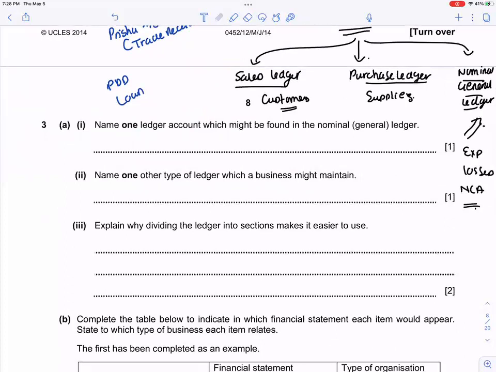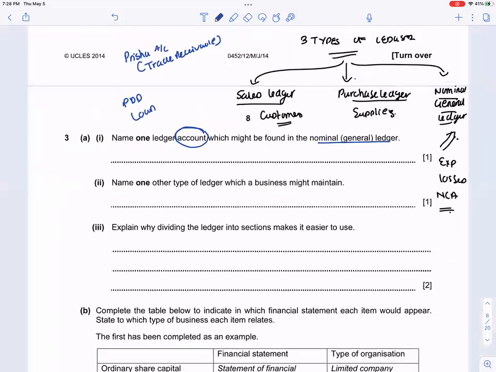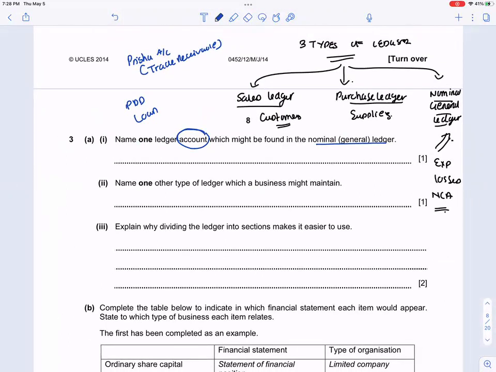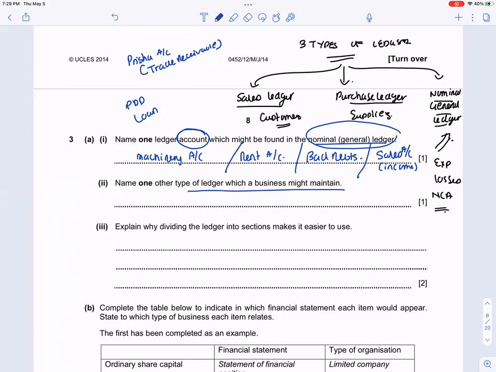Name one account that would come in the nominal ledger. Give the name of an account that would come in the nominal ledger. I could say machinery account would come in the nominal ledger. I could say rent account would come in the nominal ledger. Bad debts account would come in the nominal ledger. I could say sales account would come in the nominal ledger because sales is income. Name other types of ledger which a business maintains. In this we can write sales ledger, purchase ledger and all.